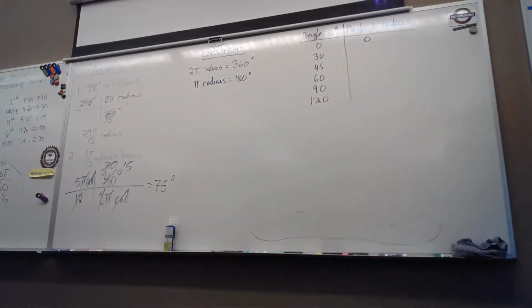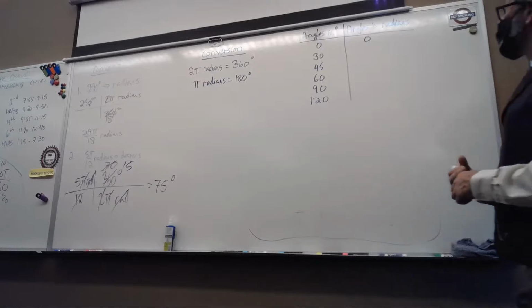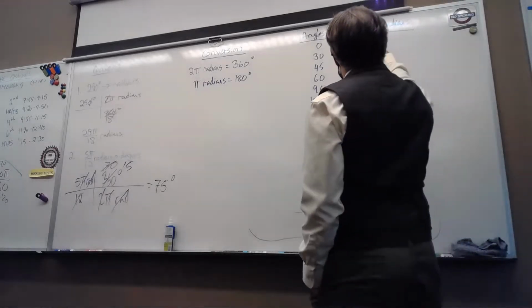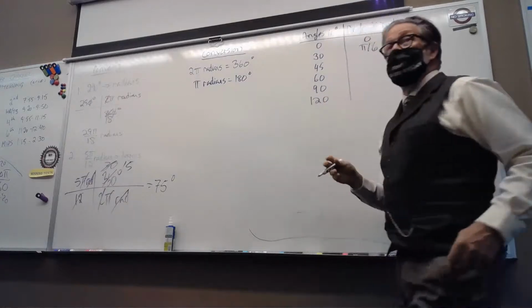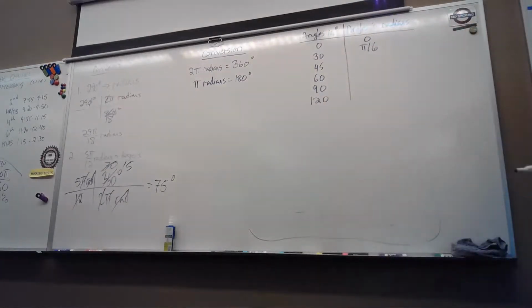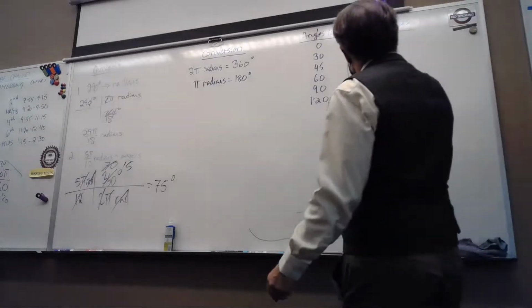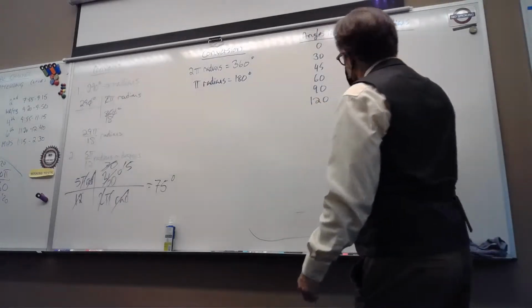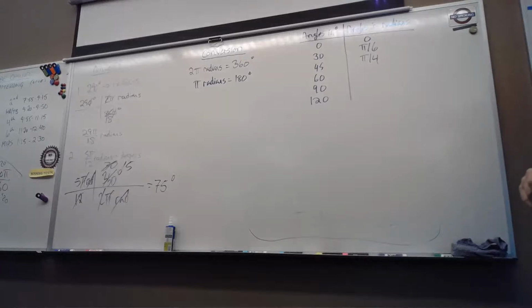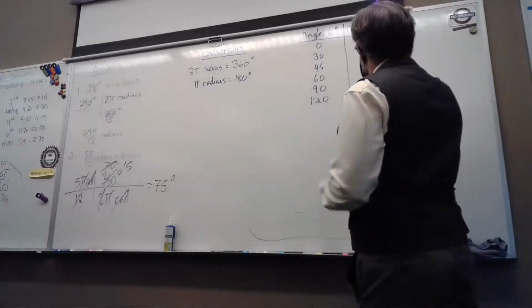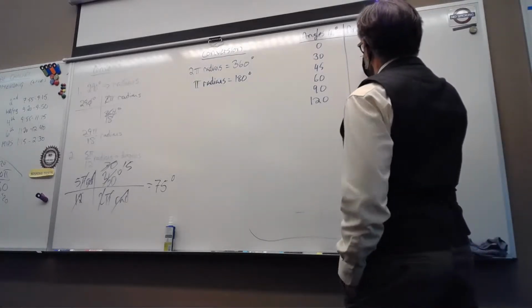30 degrees. I don't know. Maris: Pi over 6. Agreed? Yes. All right. 45 degrees, Jetsy. Pi over 4. 60 degrees. Gone. Macia. Pi over 3.